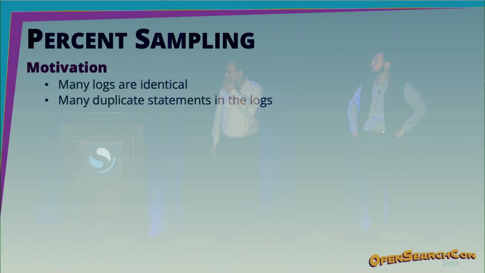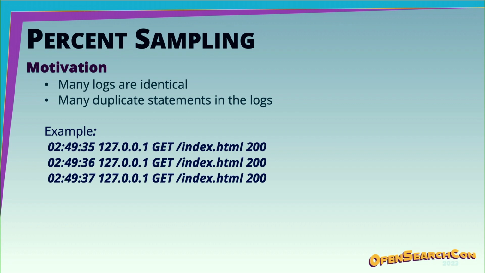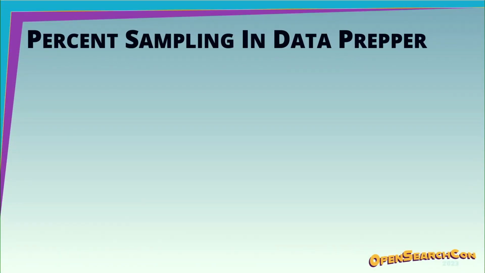The first one I'm going to talk about is the percent sampling. This is used to reduce the amount of data that you store in the sink like OpenSearch. This is motivated by the fact that most of the logs are identical and have a lot of duplicate information. For example, you can see these logs where they are identical except for the timestamp. So you can actually just send a sample of this and store a little amount of data rather than sending all of them. Data Prepper implements this percent sampler as an aggregate processor action.